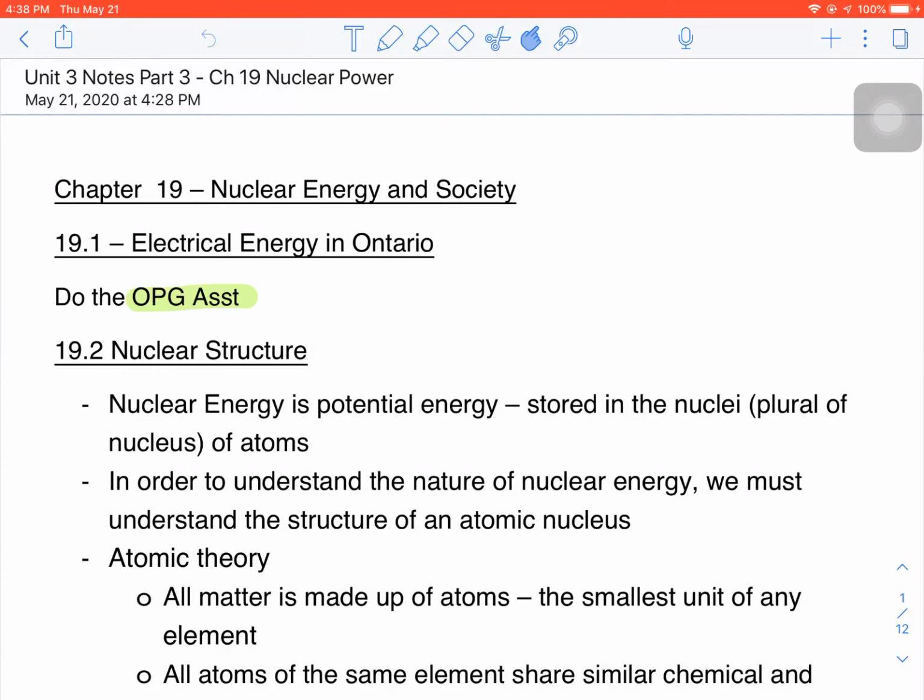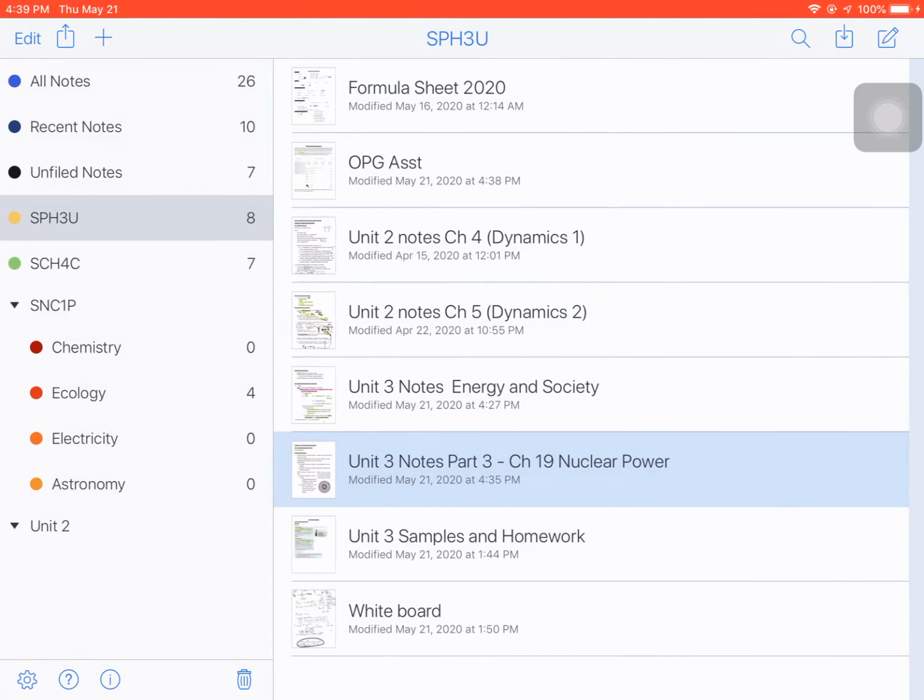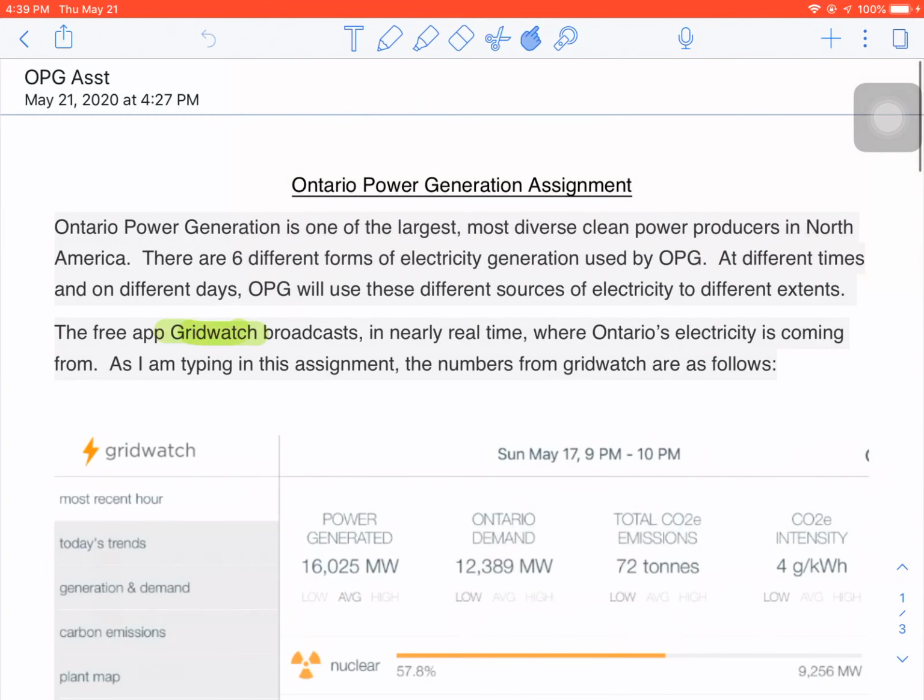So 19.1 in the textbook talks about electrical energy in Ontario. And we can't really talk about electrical energy in Ontario unless we talk about Ontario Power Generation. So the first thing I'm going to ask you to do is this short assignment from Ontario Power Generation. It's actually posted in the hub in the Unit 3 Energy Resources for Mr. Senna's notes.